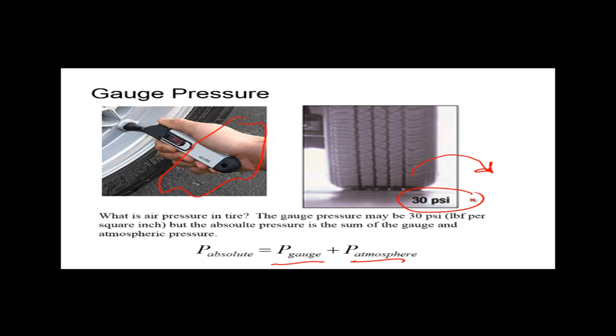So if it's around 15 psi atmosphere and you put 30 psi in the tire, what is the total absolute pressure of the air in the tire? 45 psi A. 45 psi A. Absolute for A. See? That's the pressure is 45 psi A if you have 30 in the tire. 30 psi G.